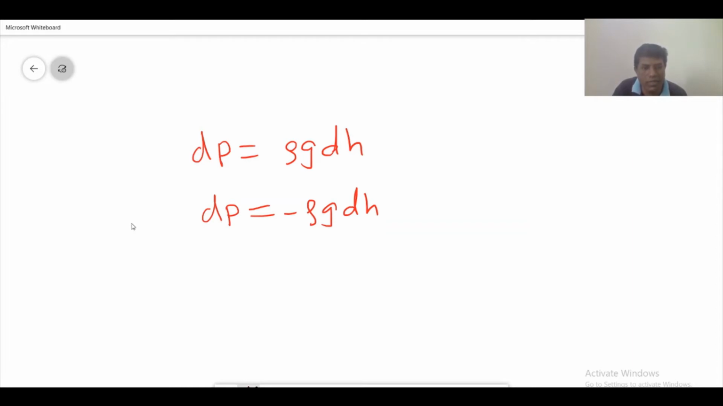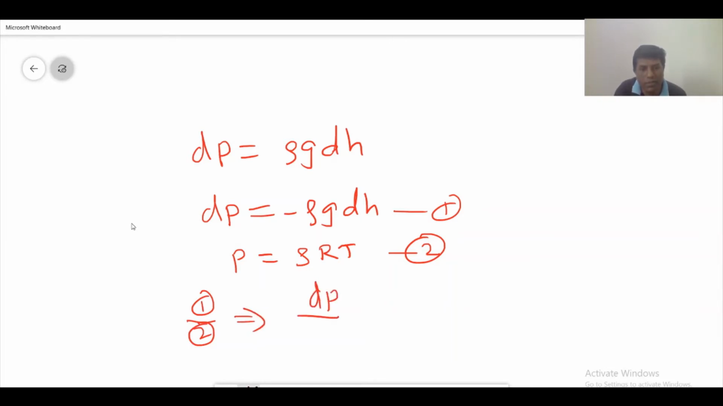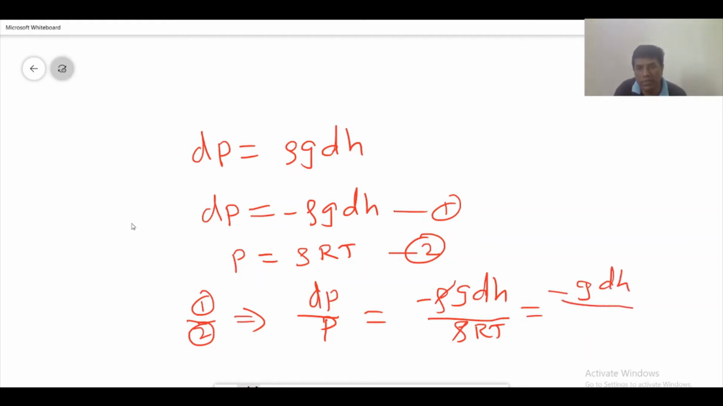And we have our perfect gas equation, P equal to rho RT. So this is the first equation, and this is the second equation. By using these two equations we need to develop this. Let us divide equation 1 by 2. Then we get dP by P equal to minus rho g dh divided by rho RT. Here the rho will get cancelled out, so we have minus g dh divided by RT.